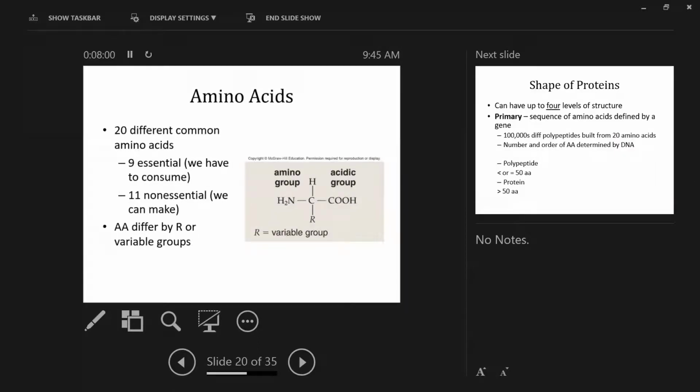So an amino acid is just a carboxyl group and an amino group attached to a special variable or functional group. There are 9 essential amino acids that we have to eat, 11 that we can make, so we call them non-essential.